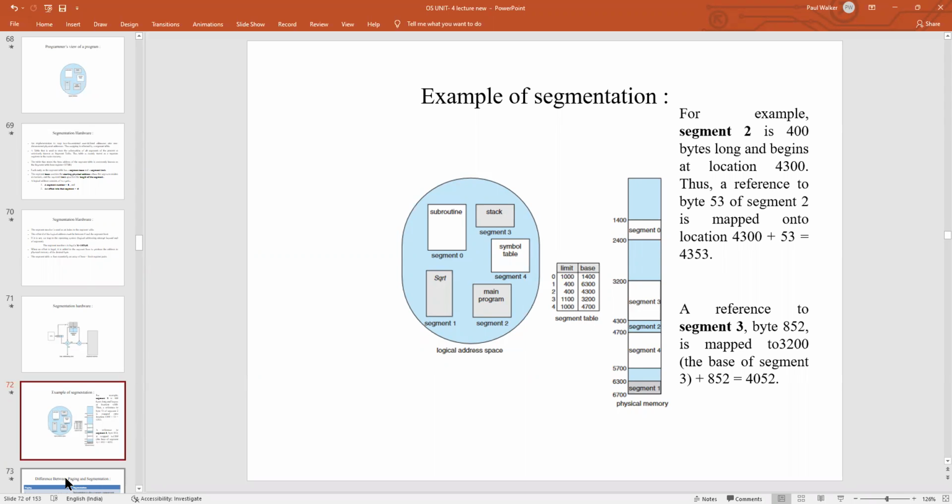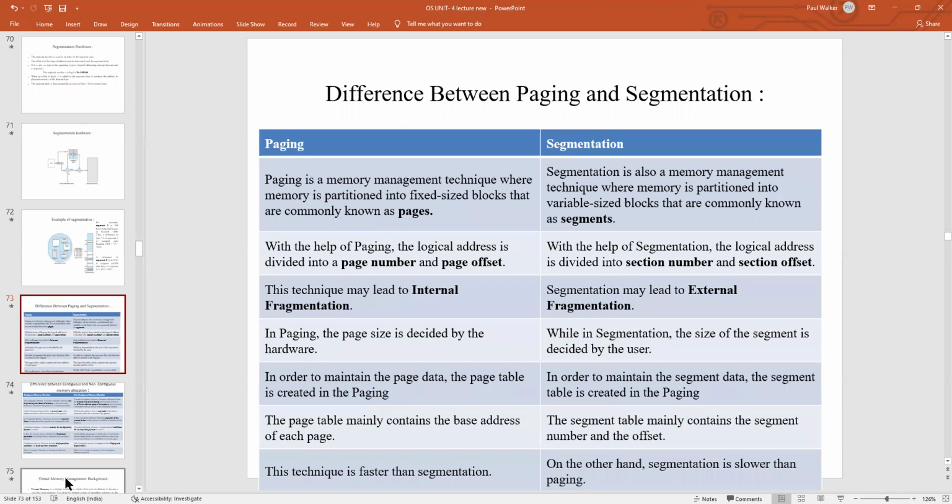After that, we can see the difference between paging and segmentation. We have to compare both because both are similar. Paging is a main memory management technique and segmentation is also a main memory management technique. Both are the same in that they partition memory. In paging, a fixed block size is used, and the blocks are called pages. In segmentation, the memory is divided into variable sized blocks that are called segments.